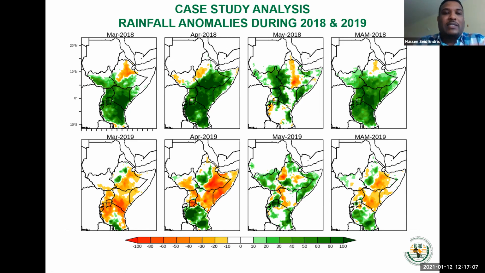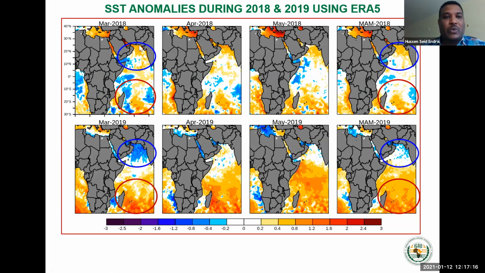Then we look at the large scale feature, what is driving this. So this is, for example, the sea surface temperature. As you can see, for 2018, March, there was above average SST over the Arabian Sea, but when you look at 2019, there is a negative sea surface temperature anomaly, but when you look at the SST over the southwestern part of the Indian Ocean, it is very warm. So mainly the ITCZ remains over here, and it leads to a delay of the onset for the region.